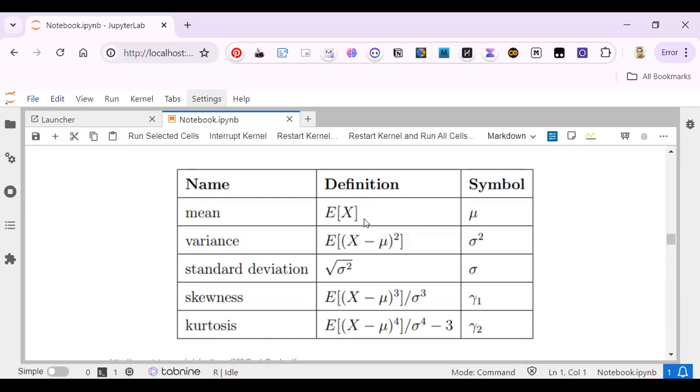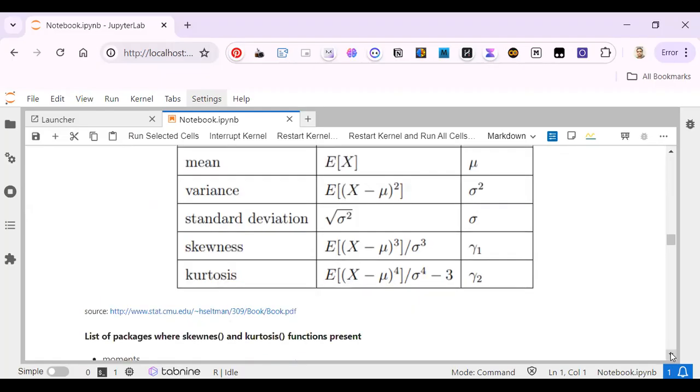Already we know it: summation by count. Variance is expectation of X minus mu whole square, and we call it sigma square. Standard deviation is the square root of sigma square, so that is the reason we call it sigma. Skewness is expectation of X minus mu whole power 3 by sigma power 3, and kurtosis is similarly expectation of X minus mu whole power 4 by sigma power 4, minus 3. So this symbol is called skewness, and this symbol is called kurtosis.